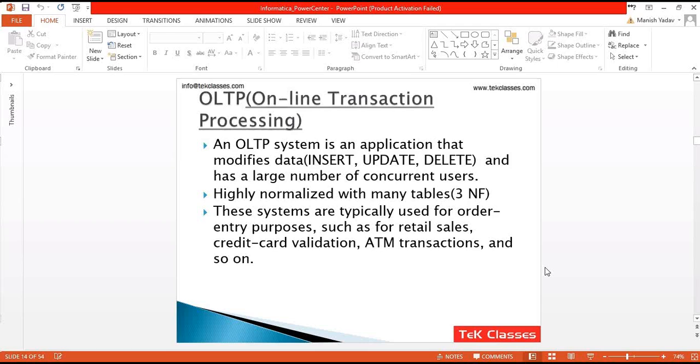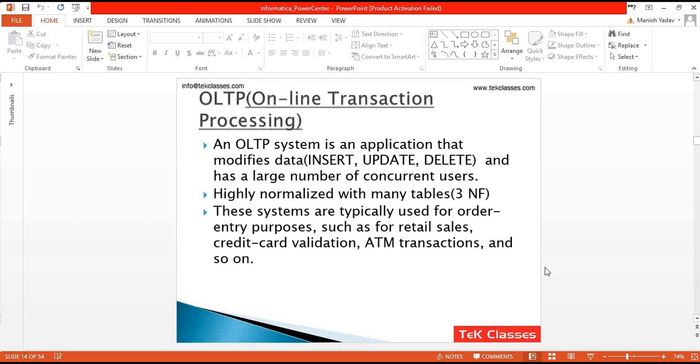So typical example you can see, like in banks, okay, the ATM is there. So many transactions, you go to the bank on a daily basis, okay, you log into net banking, you withdraw money, you deposit money, you go to the ATM, there also you do such thing. So daily you are inserting, updating, deleting, these things are happening. So OLTP system is an application that modifies data, insert, update, delete, which actually the user does. Okay, while in data warehousing, user does not do these things, and has a large number of concurrent users.